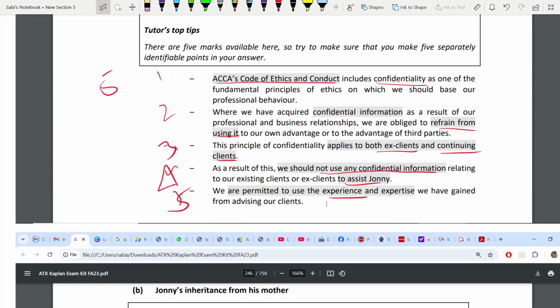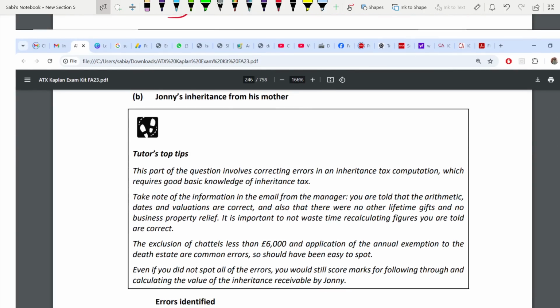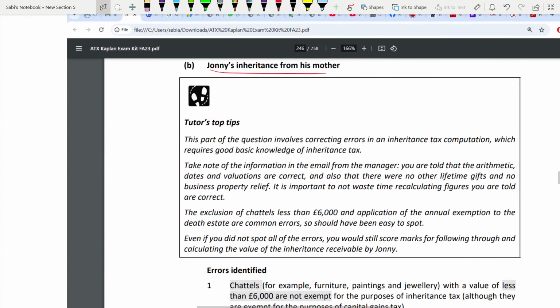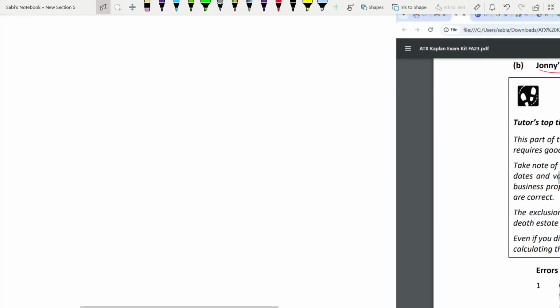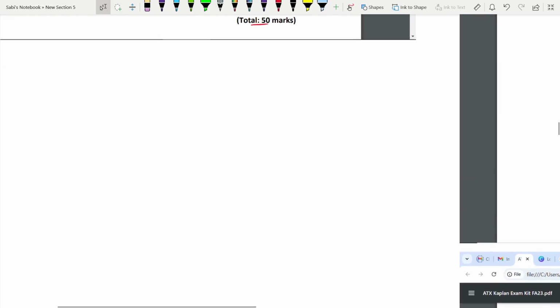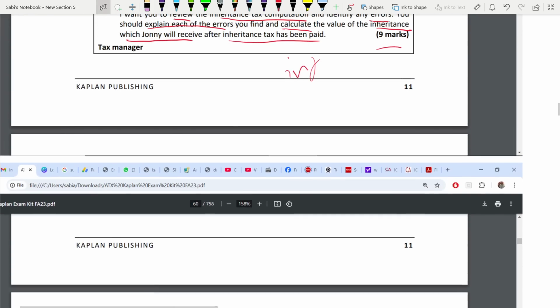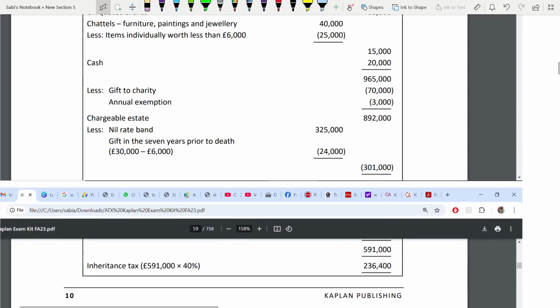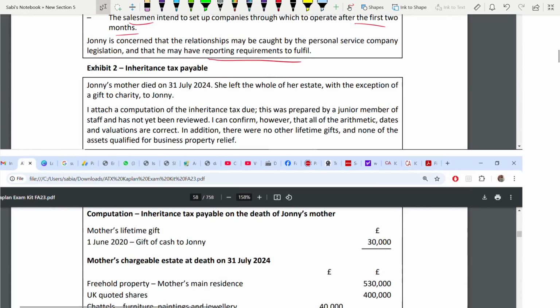Okay, now part B. So Jonny is getting some inheritance from his mother. We have come to a question which is a little bit lengthy, but it's not very difficult. You have to follow through. You have to keep focused. Okay. Now, so we need to read this. That is the last requirement also, and it should be easy also because you have been given this exhibit 2. First, we'll read.